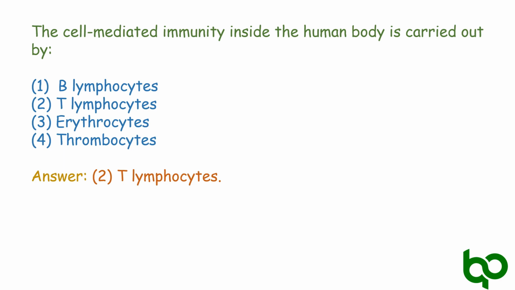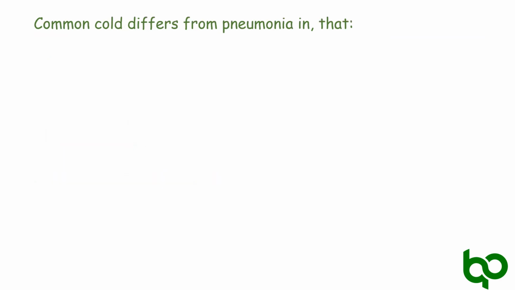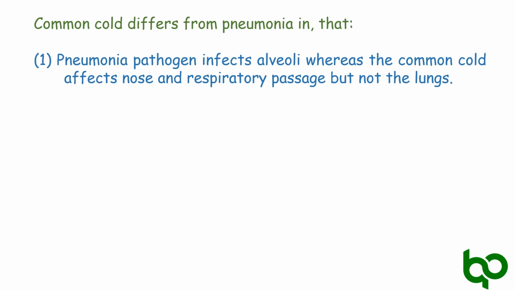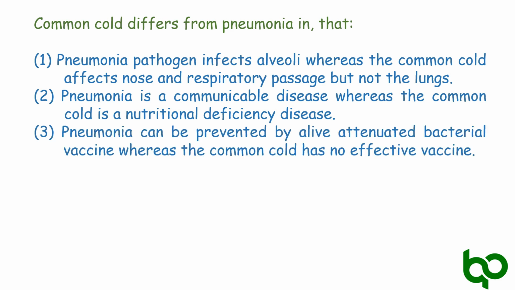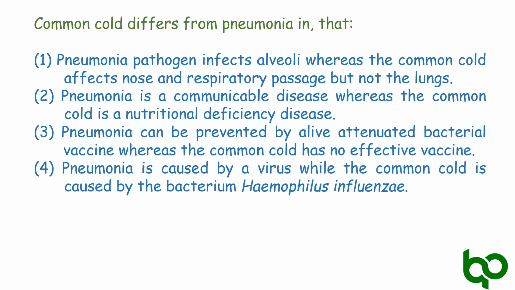Now the next question is, common cold differs from pneumonia in that: option 1, pneumonia pathogen infects alveoli, whereas the common cold affects nose and respiratory passages but not the lungs. Option 2, pneumonia is a communicable disease, whereas the common cold is a nutritional deficiency disease. Option 3, pneumonia can be prevented by a live attenuated bacterial vaccine, whereas the common cold has no effective vaccine. Option 4, pneumonia is caused by a virus, while the common cold is caused by the bacterium Haemophilus influenzae.